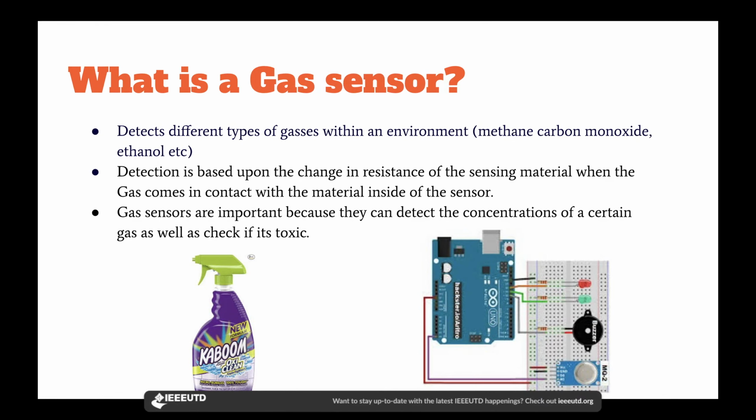So the components we're going to be using today are the gas sensor and the temperature sensor, specifically the TMP36. Some other components we're going to need are the Arduino Uno R3 and a breadboard.